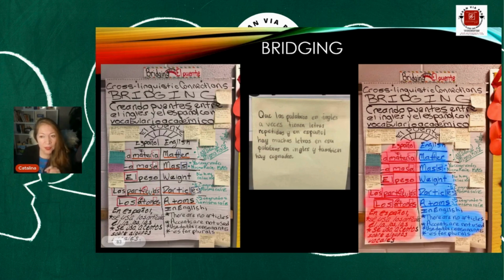Well, I'm seeing cognados, they're seeing cognates. And I said, okay, well, what do you notice when you look at the cognates? Well, I noticed that matter looks a lot like materia. And I said, okay, so what's the same? Let's underline what's the same. So we underline that in orange, right? And masa with mas, and then peso and weight, there's no relationship there. So we put no hay relación. Those are not cognates. And particles and partículas, right? Then we have the atoms and átomos. So we would do contrastive analysis.